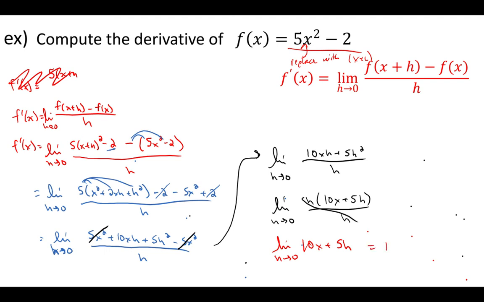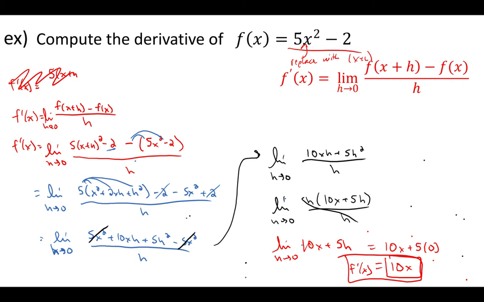So we can now go ahead and plug in our 0. This becomes 10x plus 5 times 0. 5 times 0 is 0. So our answer then is 10x. That is our derivative: f prime of x equals 10x. That is our general derivative. You could say that the derivative of 5x squared minus 2 is 10x.